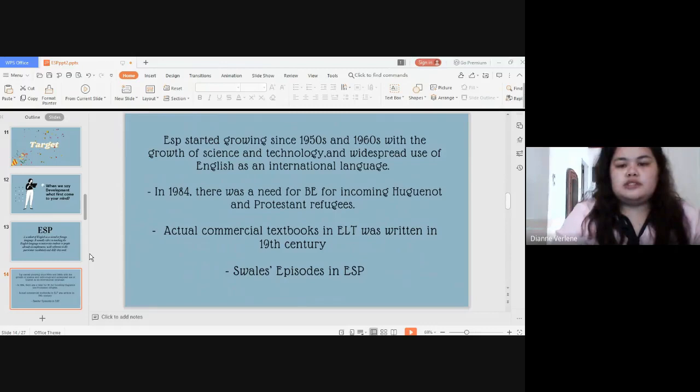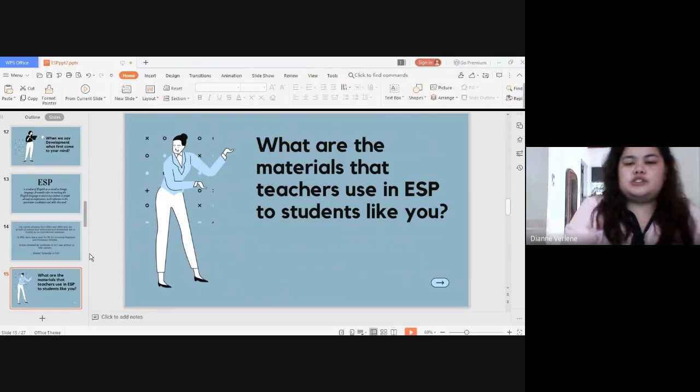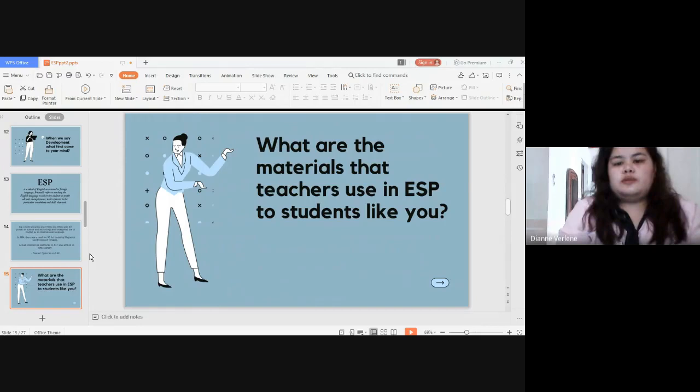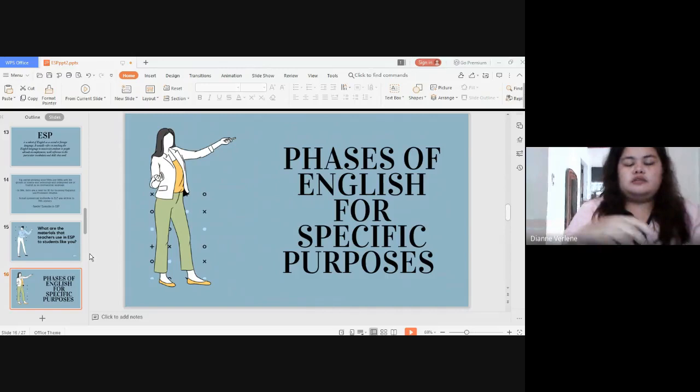So I have a question. What are the materials the teacher uses in ESP for students like you? Anyone who wants to answer? Yes, the materials that can be used in teaching ESP are linguistic, visual, auditory. Yes, very good. Next, let's go to our main topic, which is the phases of English for specific purposes.